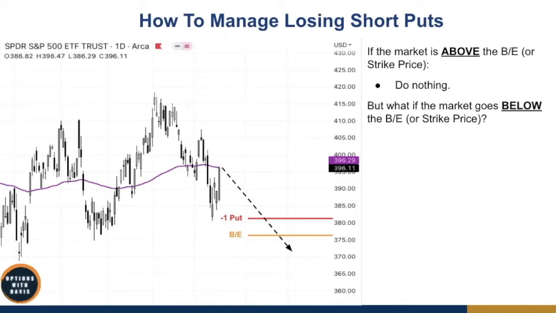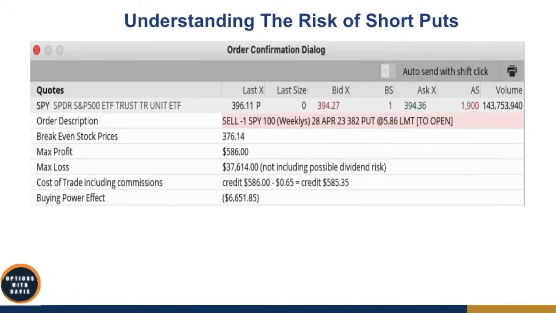Now, what if the market actually goes below the break-even or the strike price? Well, if it does, then this is where you may need to do something. The first thing we need to understand about short put is that this is an undefined risk. When it is undefined, it means there is a chance for you to lose much more than the margin you're going to put up, the buying power effect that you're going to put up.